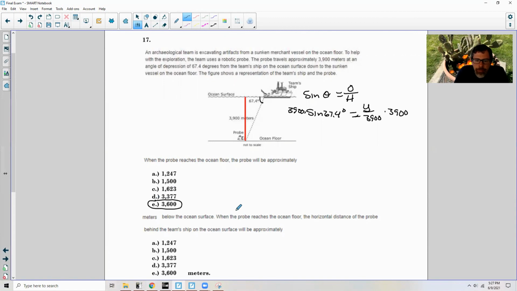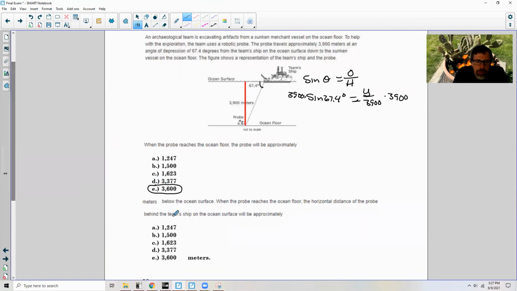Okay. Continuing on. It says when the probe reaches the ocean floor, the horizontal distance of the probe behind the team's ship on the ocean surface will be approximately what? So what they mean there is, here's the back of the ship. Okay. How far is this distance? I'll call it X. There's our right triangle. This is now 67.4 degrees because the floor is parallel to the water, and that's a transversal. Alternate interior angles are congruent. So 67.4 degrees is this.